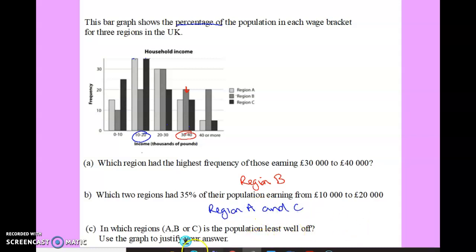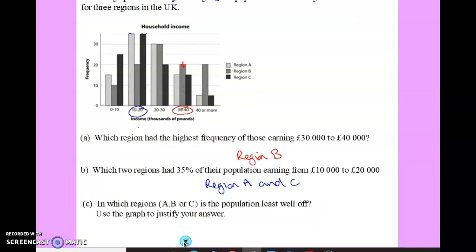Okay, last question then. In which regions, A, B or C, is the population least well off? Use the graph to justify your answer. Now, you should be able to get the answer just by having a quick look at the graph. You then want to look at it in more detail to justify your answer. Okay, so looking at it quickly, if you look at the regions here at the lower end, where they're earning less, C's higher, and here at the upper end, where they're earning more, C's lower. It's definitely region C.